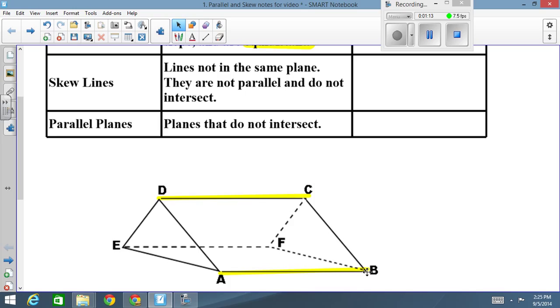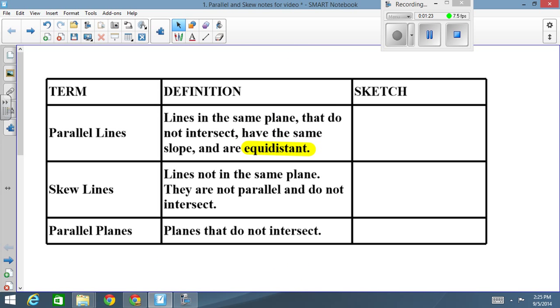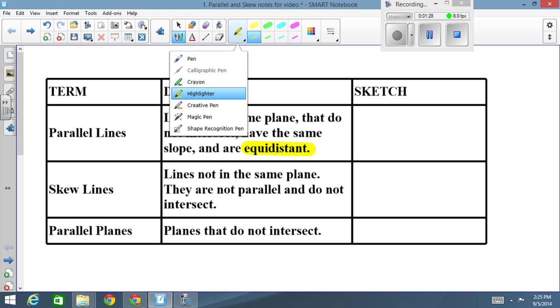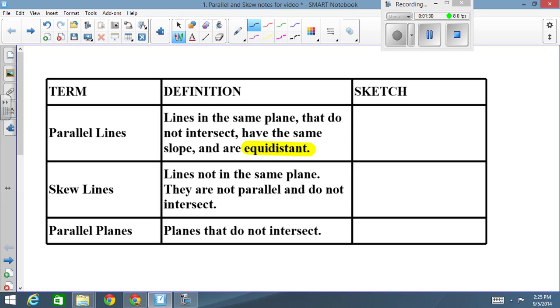Okay? So these two lines would be considered parallel. They're never going to cross. They're an equal distance from each other all the way through and through. Okay? So DC and AB would be a good pair of examples. Now there are other examples, but for the sake of this, we're not naming them here, we're sketching them here. So a rough sketch of what parallel lines look like would be something like this. Okay? Equal distant from each other, never cross.